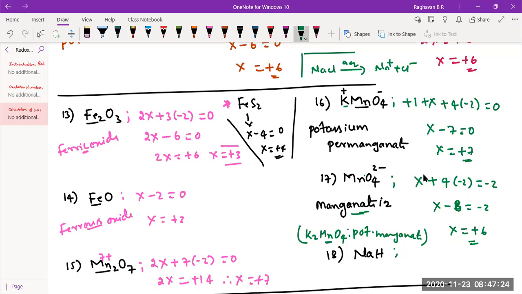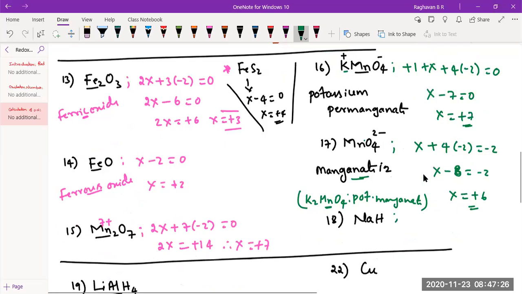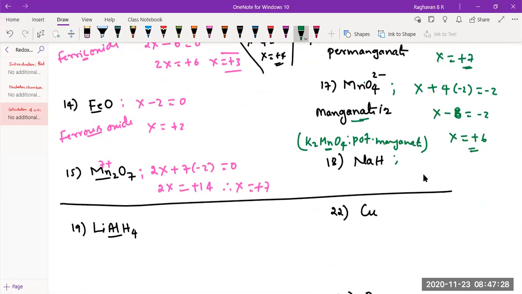Now, see, this I have not underlined. You need to write both. What is the oxidation state of sodium? +1. Hydrogen? -1. What are these compounds called? Metal hydrides. In this particular case, it is called sodium hydride.